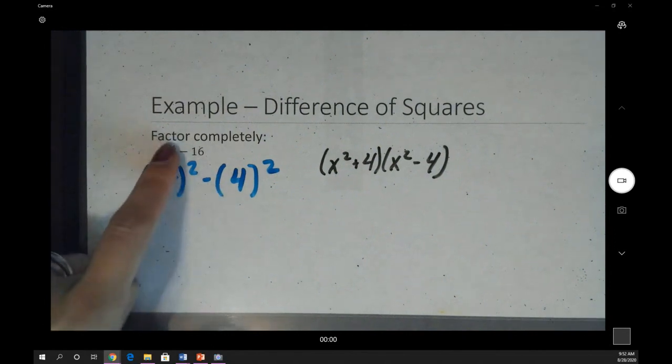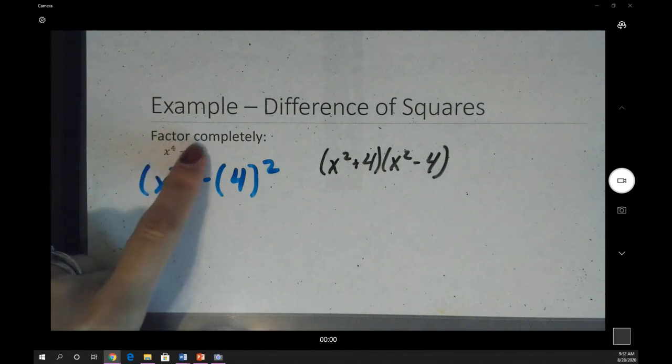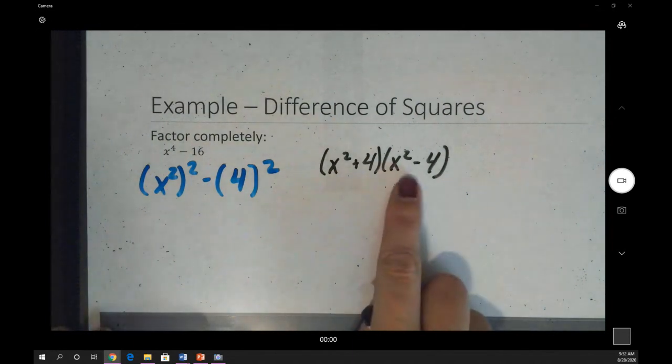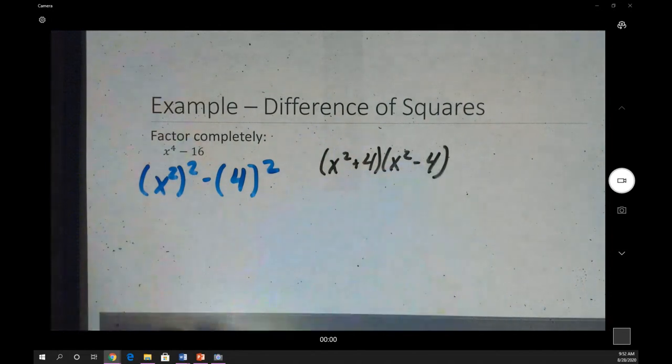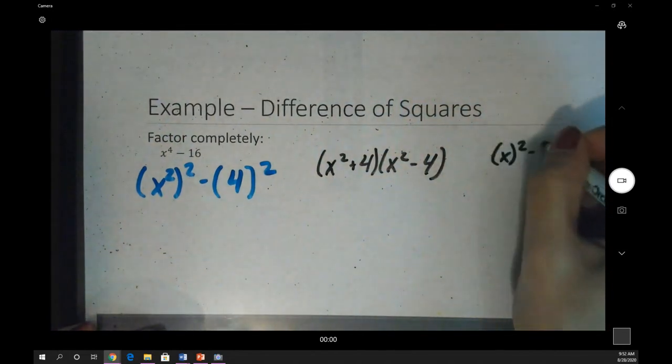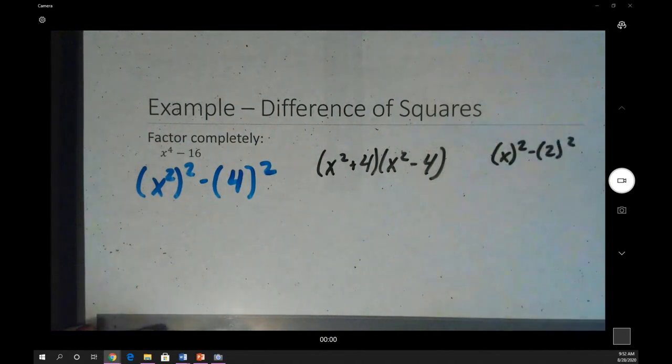Generally speaking, if you're asked to factor something completely, I'd say probably about 70% of the time, you're going to be able to factor after you've already factored once. In this case, we have an x squared minus 4 here. That is also a difference of squares because it can be written as x squared minus 2 squared. So I need to factor that expression even further.